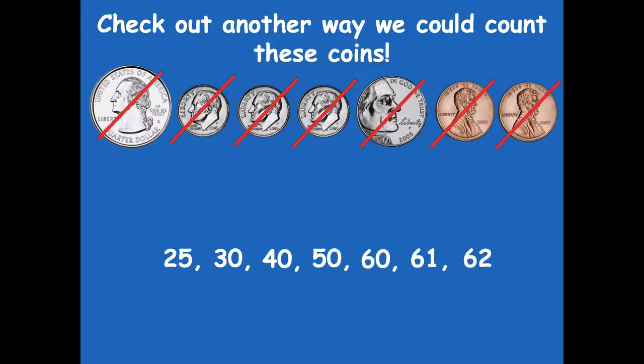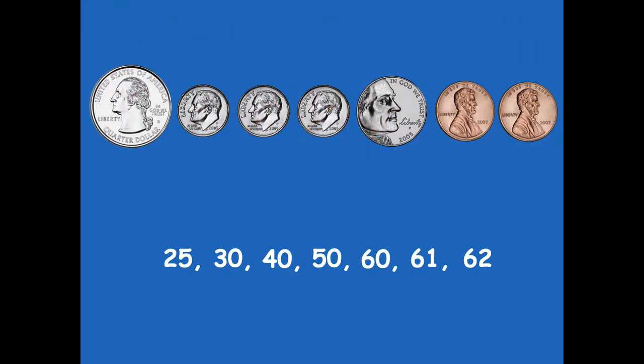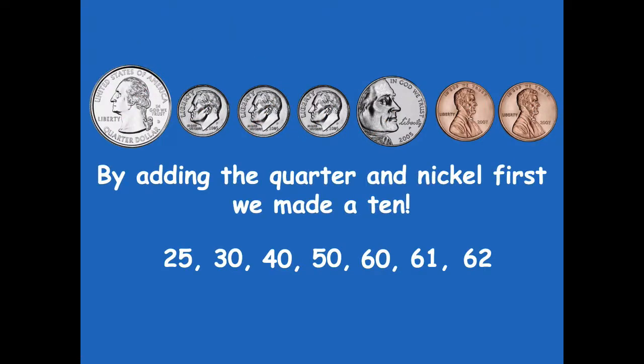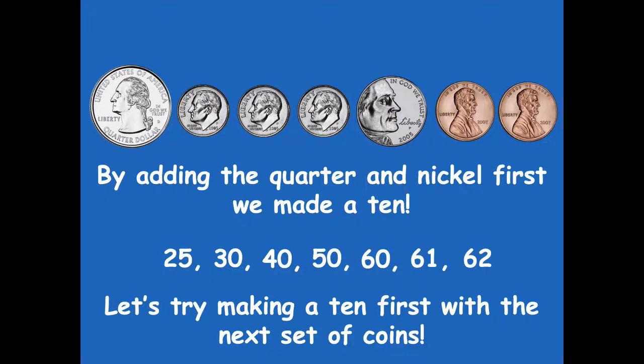Cross them off. So look, I've crossed them all off. So that means I've counted all of these coins. Even though I counted them in a different order, that's okay. So we still have 62 cents. Whether we went straight across and counted, we got 62. Or we moved around to make a 10, we got 62. So by adding the quarter and the nickel first, we made a 10. So let's try making a 10 first with the next set of coins.